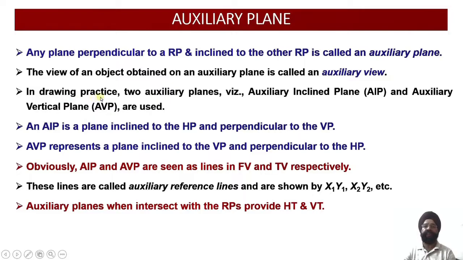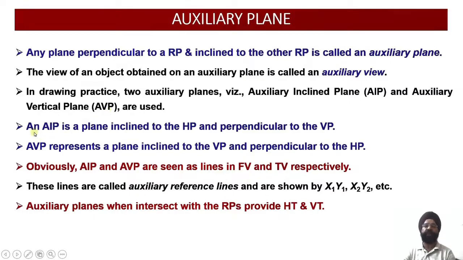In engineering drawing practice, there are two auxiliary planes which are usually used. The names of these auxiliary planes are the auxiliary inclined plane, which we are going to refer to as AIP, and the auxiliary vertical plane, which is usually referred to as AVP. These two planes will be used to derive the true shapes of the surfaces of the objects which happen to be inclined to the horizontal plane and to the vertical plane respectively.